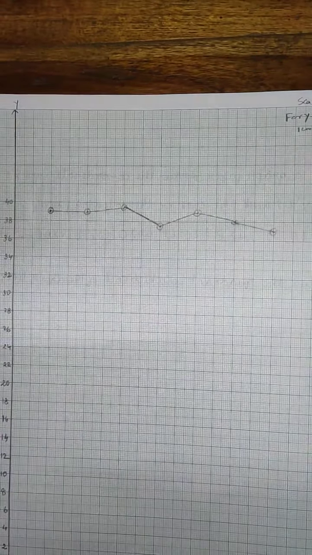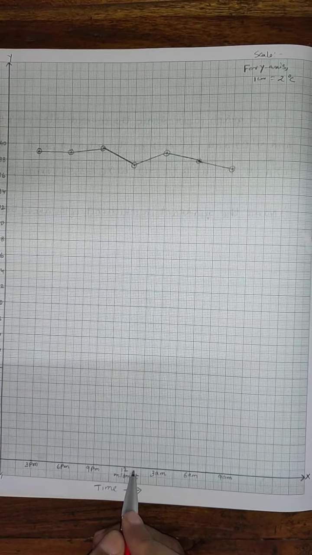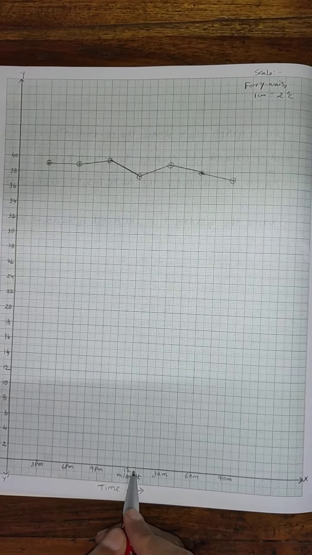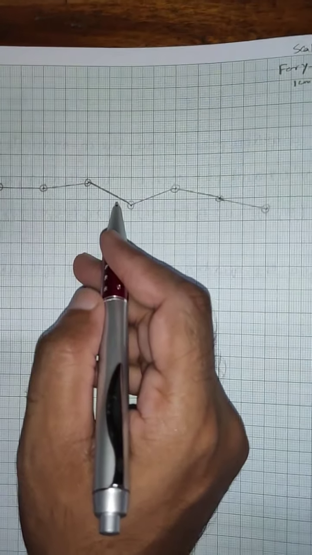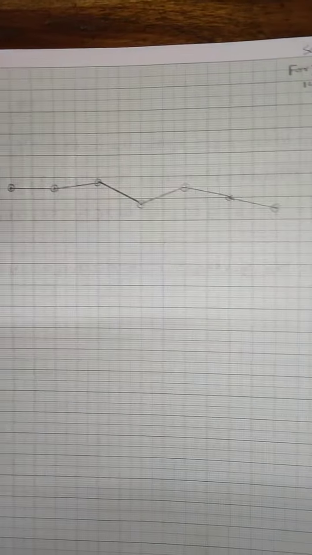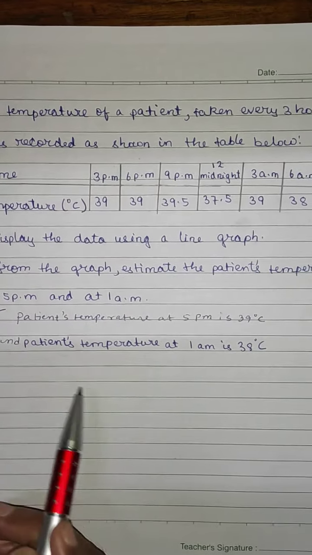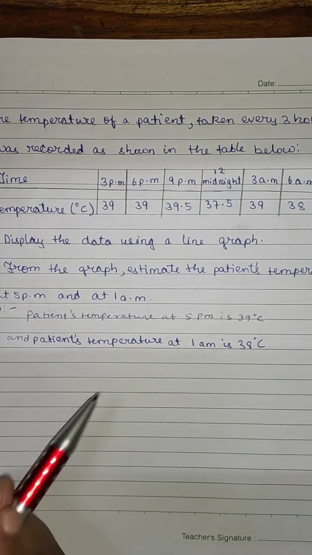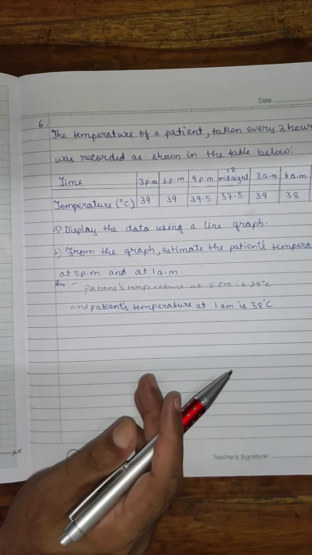And at 1 a.m., this is 12 midnight, this is 3 a.m., so approximately here it will be 1 a.m. Means from here if you go straight up, it will be coming 38 degrees Celsius. That's why I have written your second answer here. Patient's temperature at 5 p.m. is 39 degrees Celsius and patient's temperature at 1 a.m. is 38 degrees Celsius. Only these two graphs for chapter 20, question number 4 and question number 6.